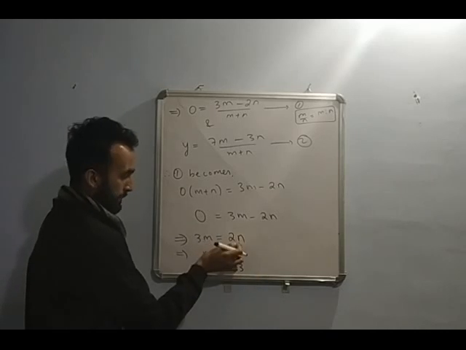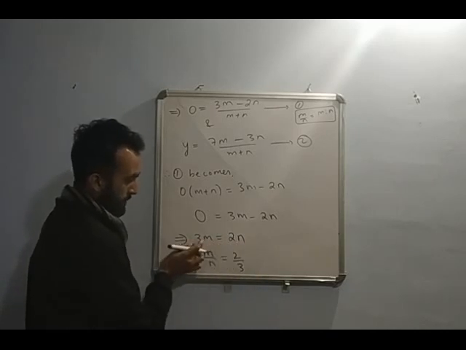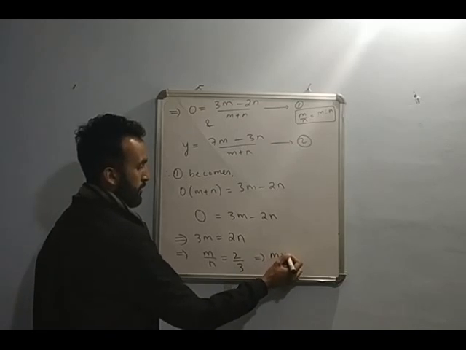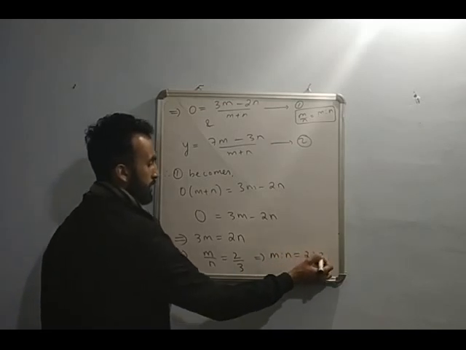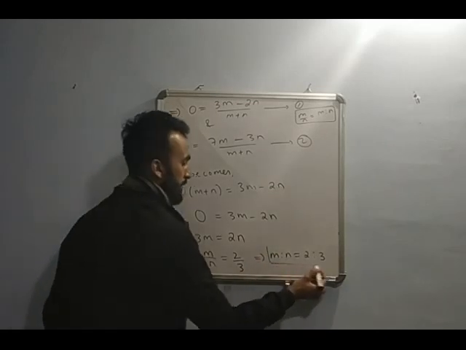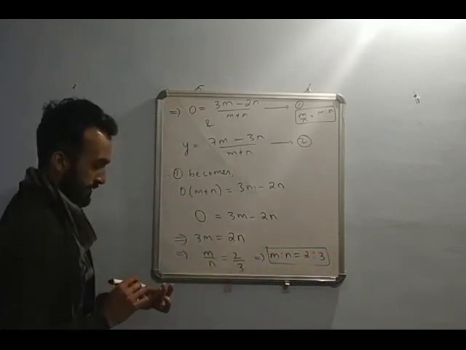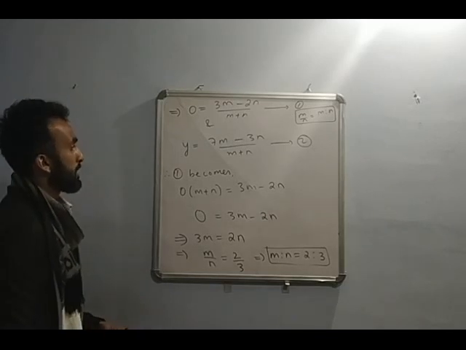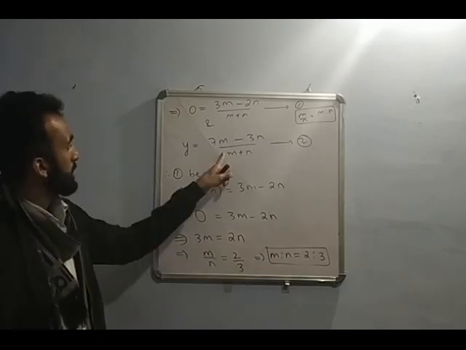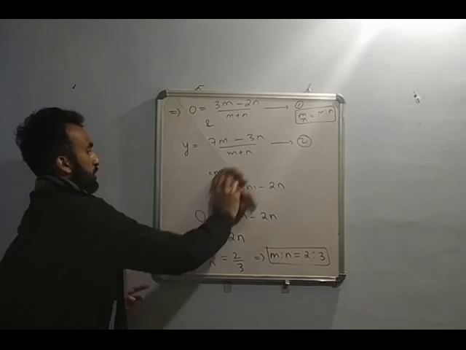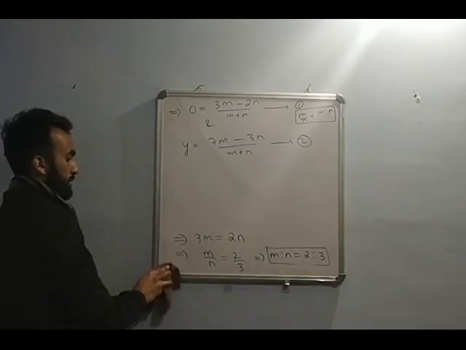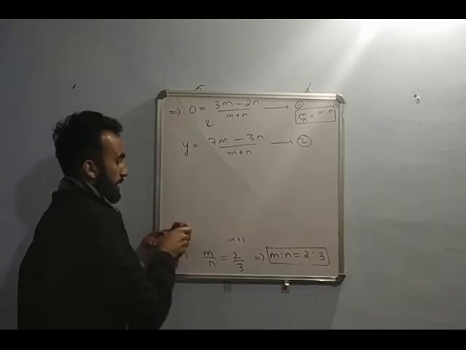See, m is here, I am shifting this n down. 2 is here, I am shifting this 3 down. So which implies what? m is to n equals what? 2 is to 3. That means in the first part we got the answer. Find out the ratio, we got it. So you can pause the video. Now I'll put this value here and get the value of y. The question is not directly given, find the value of y.